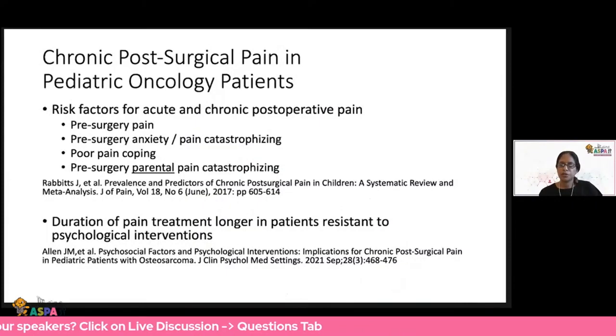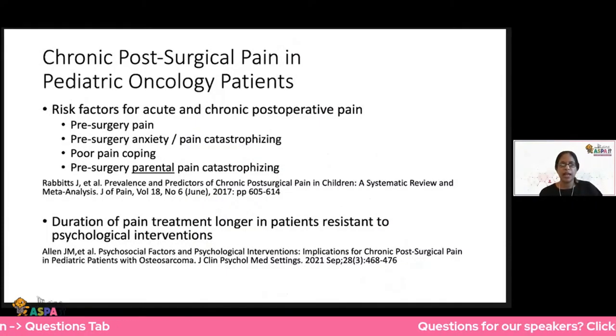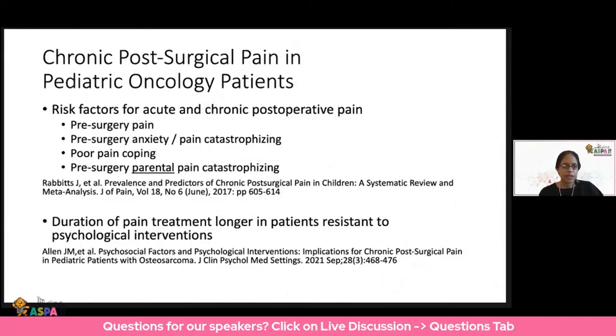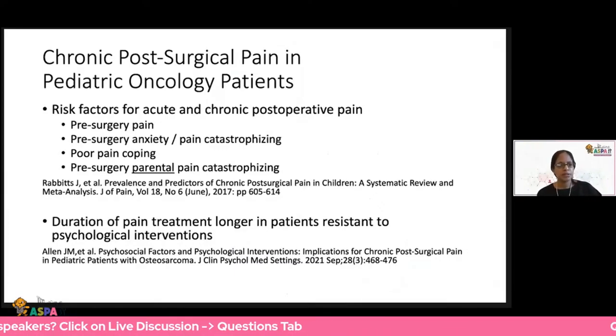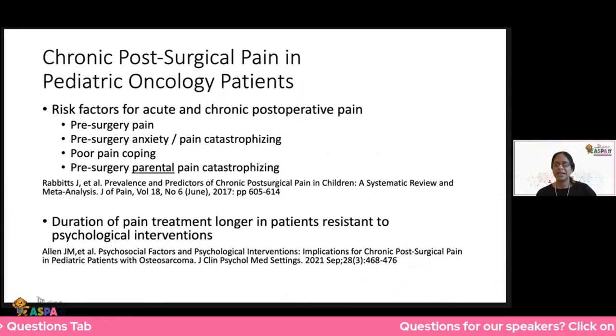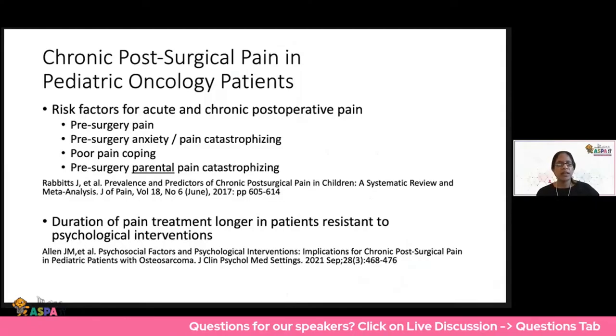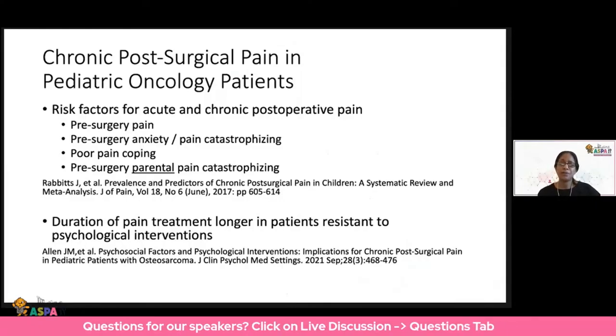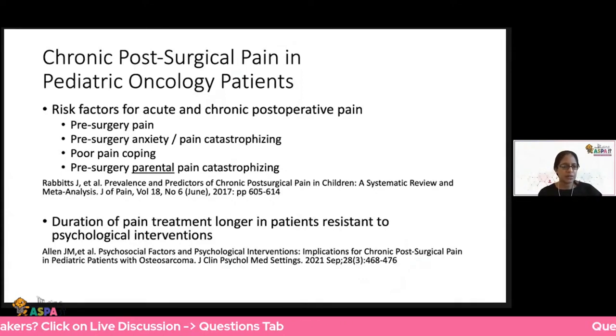Chronic post-surgical pain, or pain lasting more than 2 months after surgery, has been extensively studied in the pediatric population. While study results are mixed, the most common risk factors include pre-surgery pain, pre-surgery anxiety or pain catastrophizing, and poor pain coping. Additionally, pre-surgical parental pain catastrophizing has been identified as a risk factor.